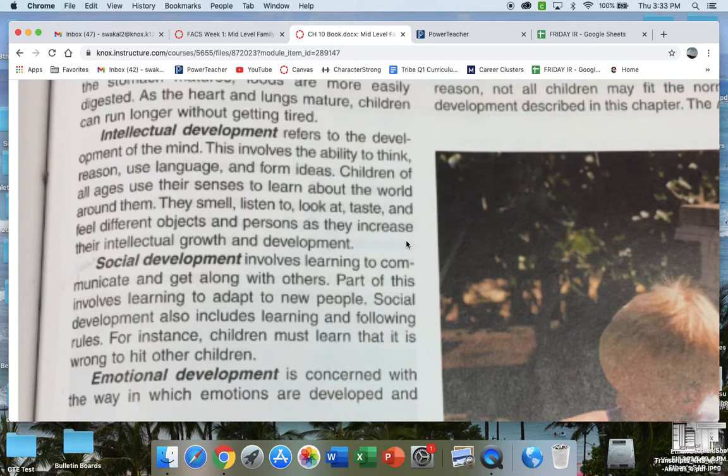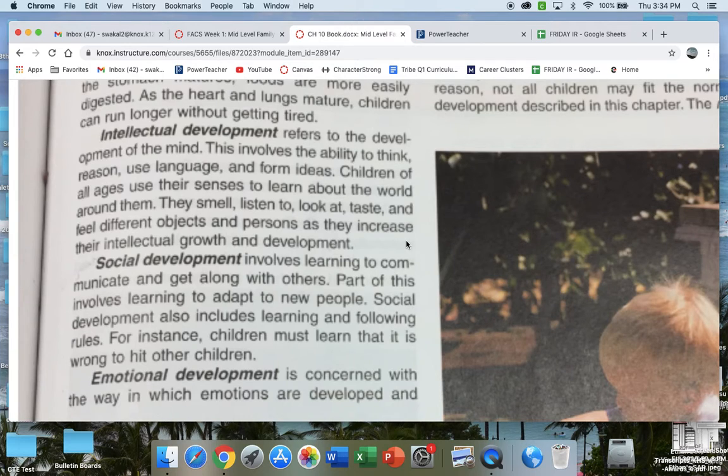Okay, the next phase of development that we're going to talk about is intellectual development. And this refers to the development of the mind. This involves the ability to think, reason, use language, and form ideas. Children of all ages use their senses to learn about the world around them. They smell, listen to, look at, taste, and feel different objects and persons as they increase their intellectual growth and development.